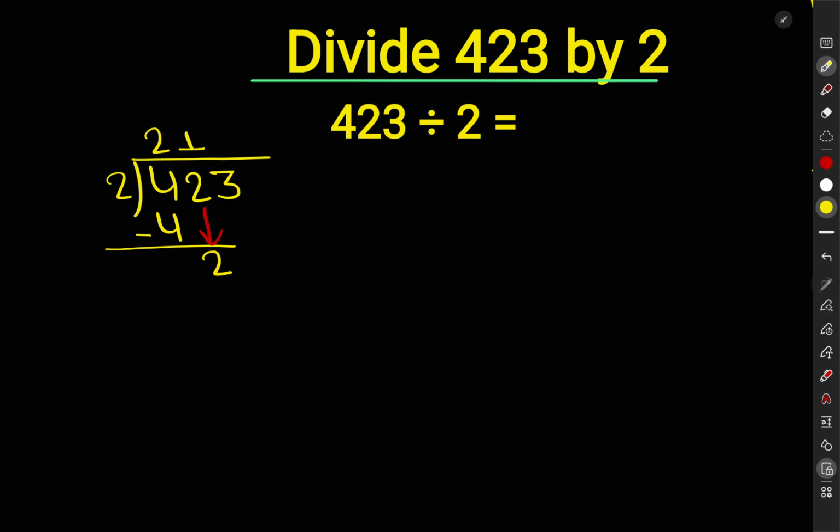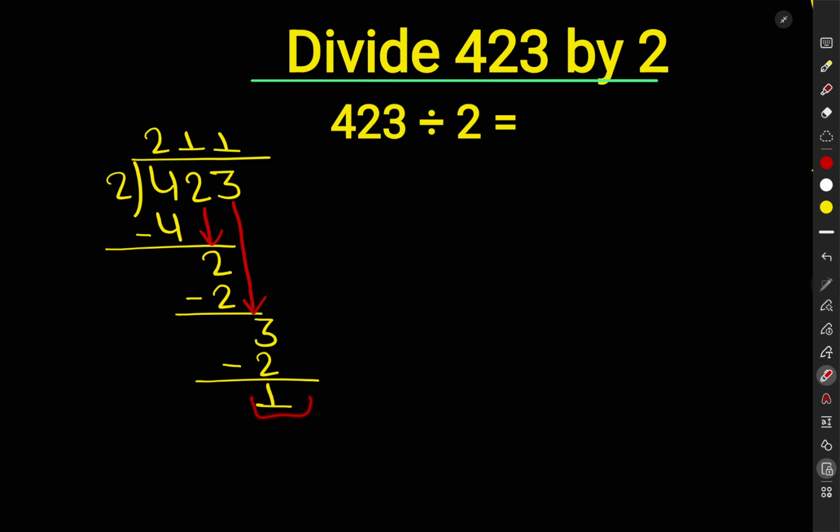So 2 times 1 means 2. On subtracting it is 0. So we again put down this 3 and remove 0. So 2 times 1 means 2. On subtracting it is 1.